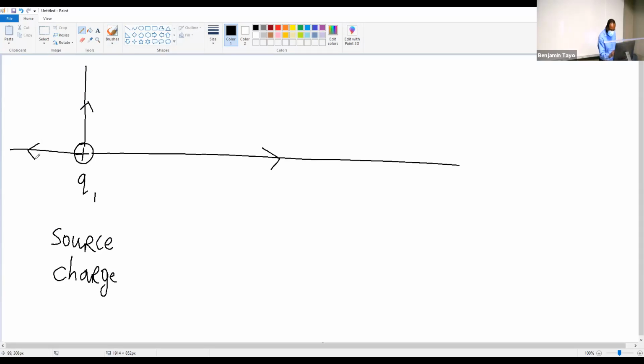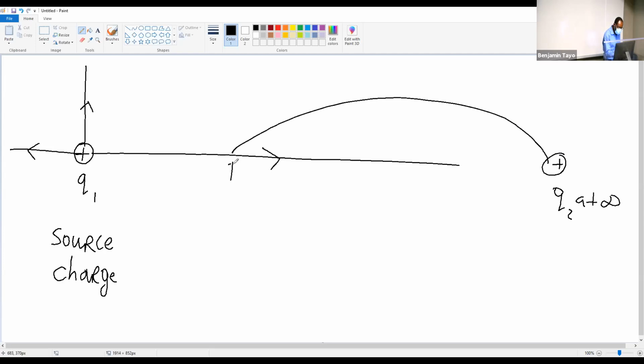Now let's suppose that I have a test charge Q2 that is right here. I will say that Q2 is at infinity. It's very, very far away. I want to calculate the amount of energy that it's going to take to remove this charge here and place it at some point P, such that the distance between this point and this point, you can call it R12.